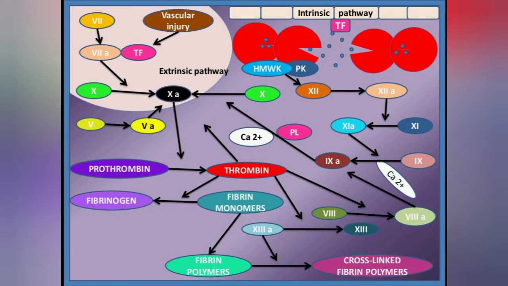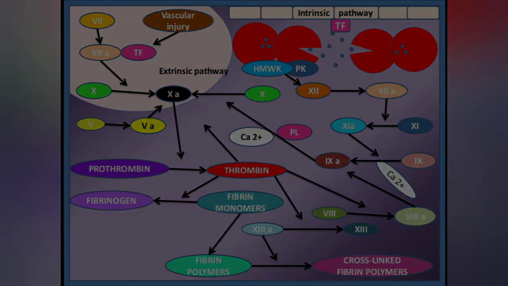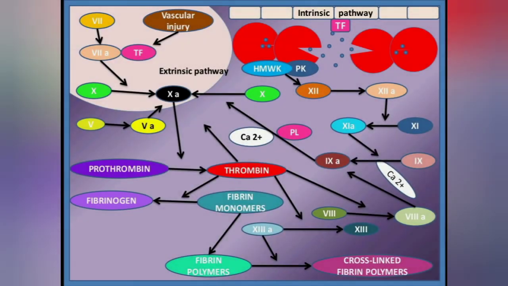Now let us know about extrinsic clotting cascade. Activated factor 10A is the site at which the intrinsic and extrinsic coagulation cascades converge. The extrinsic pathway is initiated at the site of injury in response to the release of tissue factor, that is factor 3, and thus it is also known as the tissue factor pathway. That means extrinsic clotting cascade is also known as tissue factor pathway.